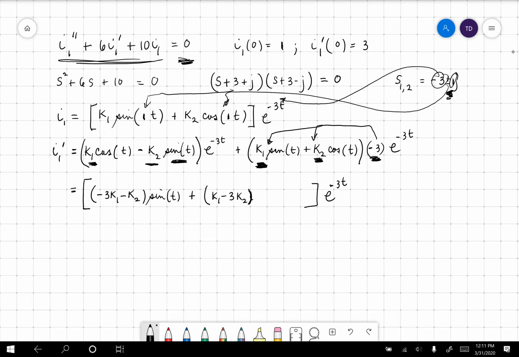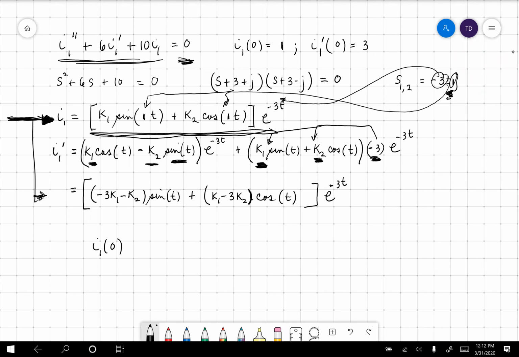And all of that multiplies cosine of t, and all of that times e to the minus 3t. So that's I1 prime. Now we're looking at these two equations to use our initial conditions. For I1 of 0, I'm looking at this equation up top, I1, and I evaluate this side that I'm underlining when t is equal to 0.